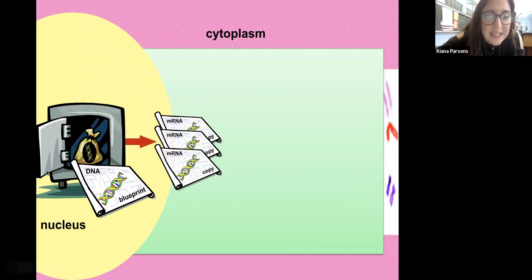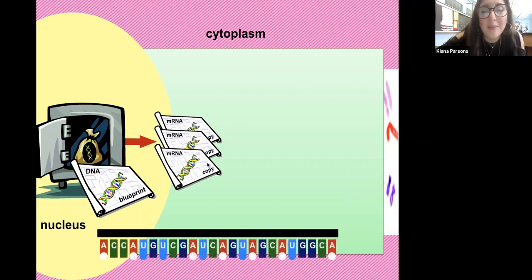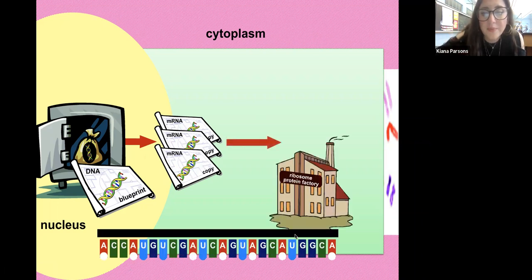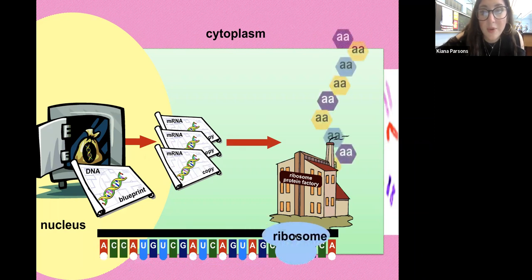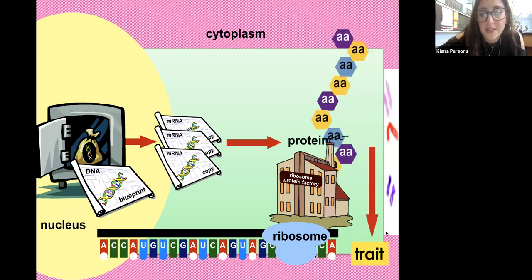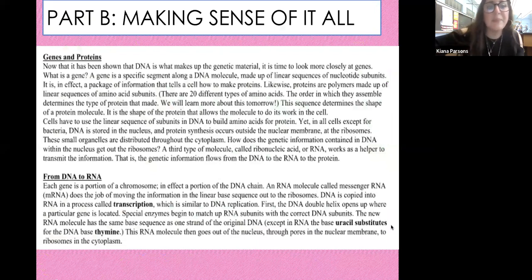So the nucleus keeps the DNA safe and protected. The DNA is still kept in there. It's not ever removed from the nucleus, but the messenger RNA is able to travel outside of the nucleus to the ribosomes with this slightly altered construction so that proteins are built. And then those proteins determine our traits. All right, genes and proteins.